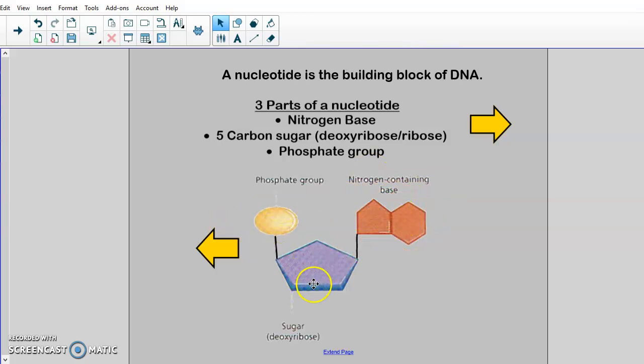So the phosphate and the sugar is the backbone of DNA, and then the nitrogen-containing base is what changes. And the order of those bases is what makes your DNA unique compared to somebody else's.